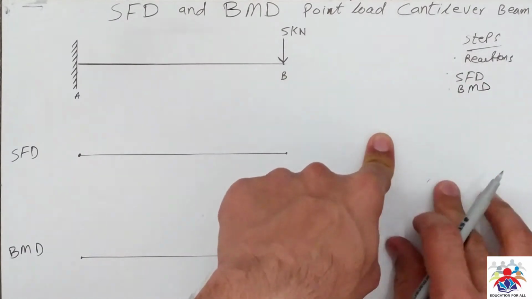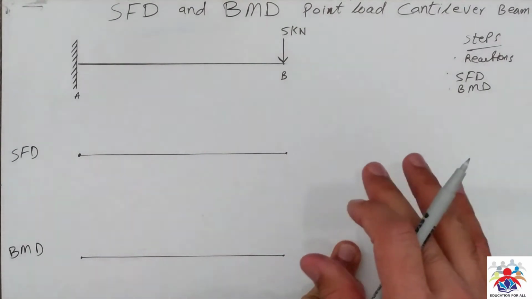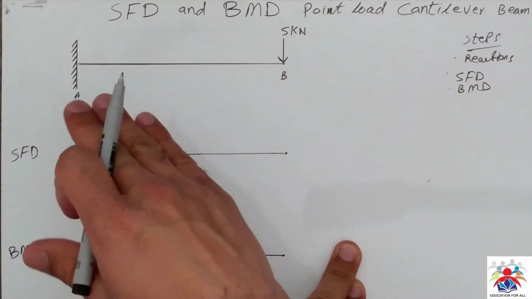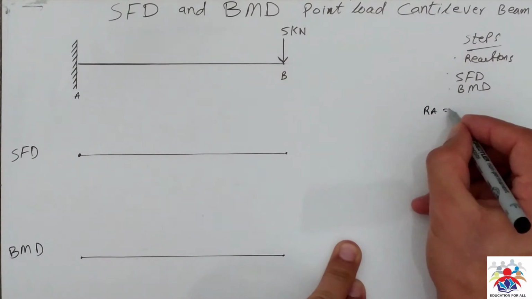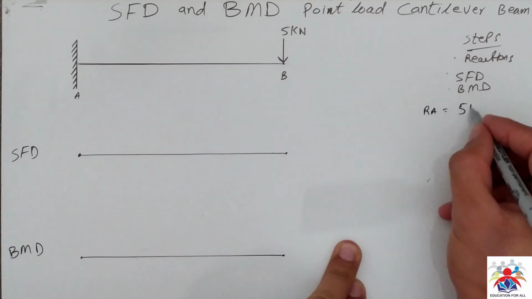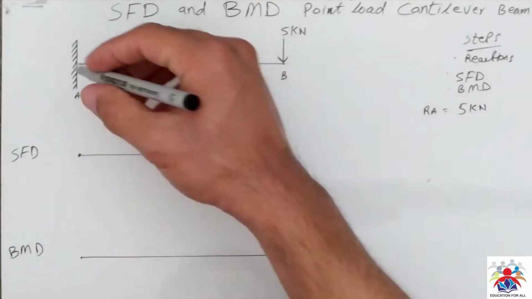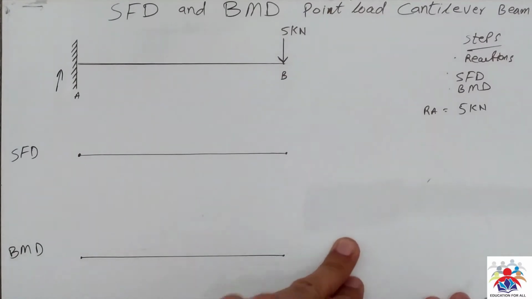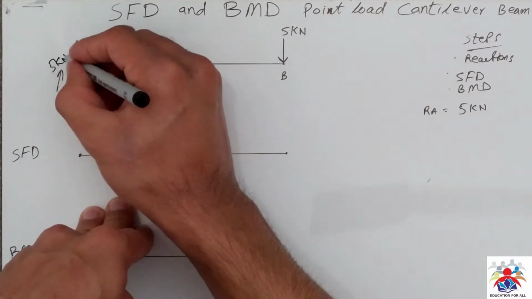Okay, the reactions are very simple. We have only one support reaction, so all the load which is acting downwards, only one support will react to it, will support it. So reaction RA is equal to 5 kilonewton, because 5 kilonewton is acting downward, and our point A is supporting our beam upward, so it is also 5 kilonewton.